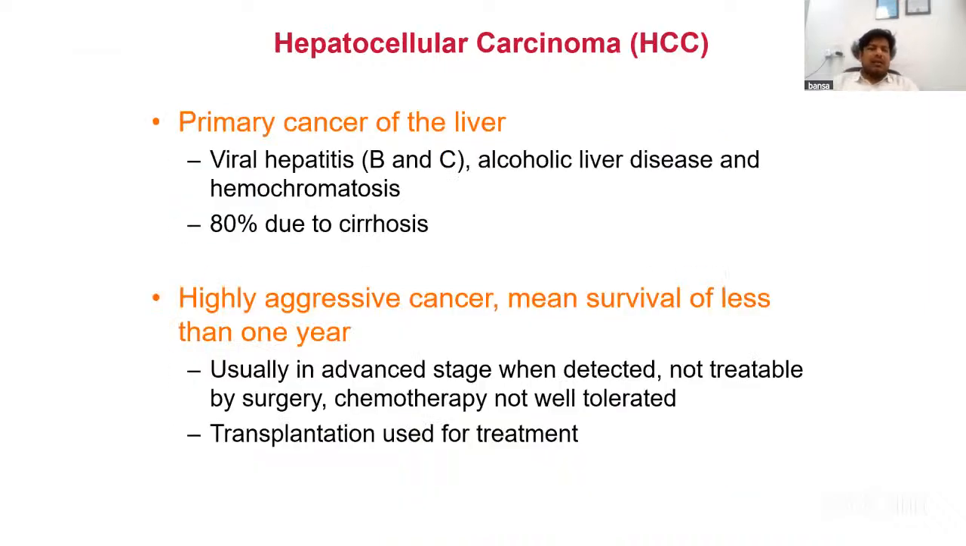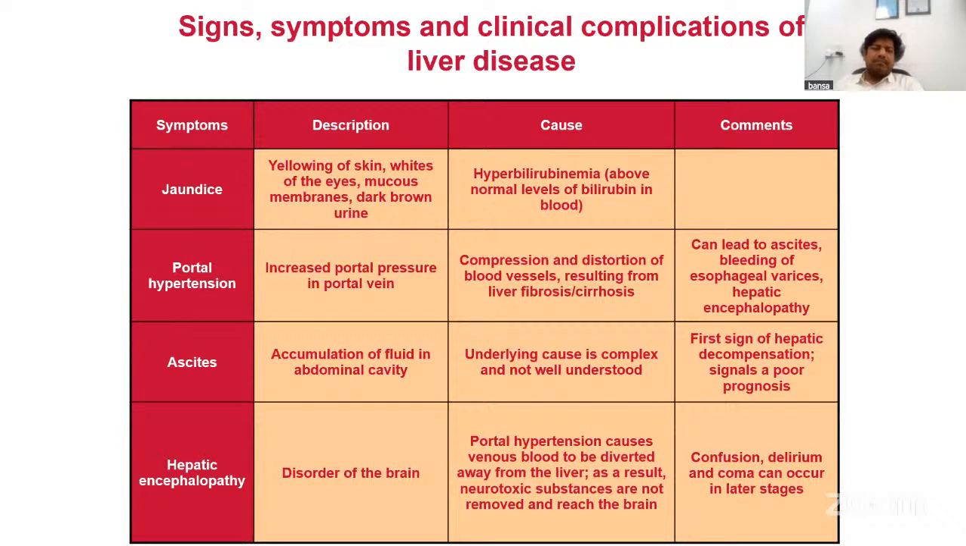Hepatocellular carcinoma is a primary cancer of the liver and is generally due to hepatitis B, C, alcohol, and hemochromatosis. The basic requirement for HCC is cirrhosis, which is present in about 80% of cases. It is a highly aggressive cancer with survival of less than 1 year, usually detected in an advanced stage, not treatable by surgery or chemotherapy, and not well tolerated. Transplantation can be used for the treatment.